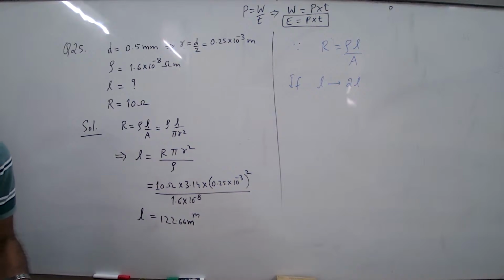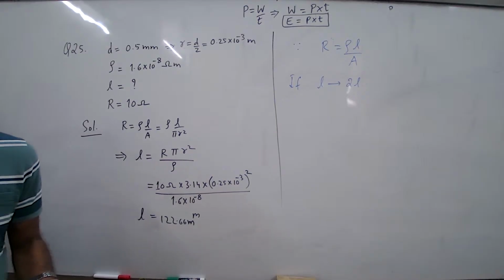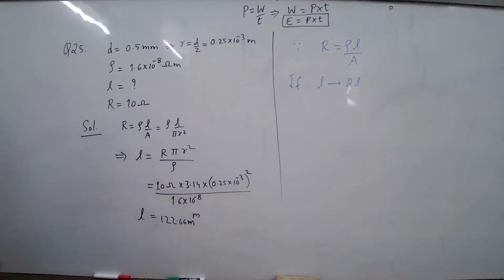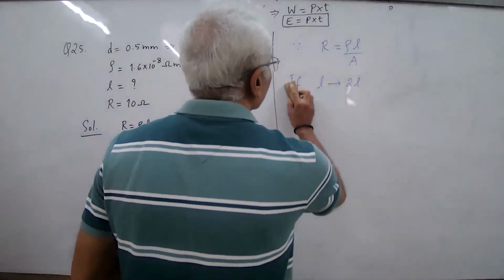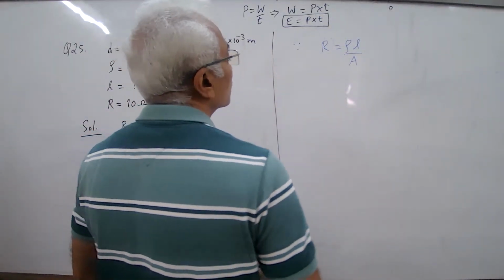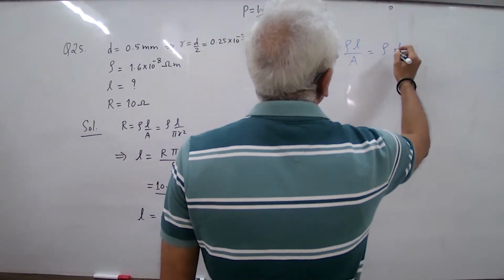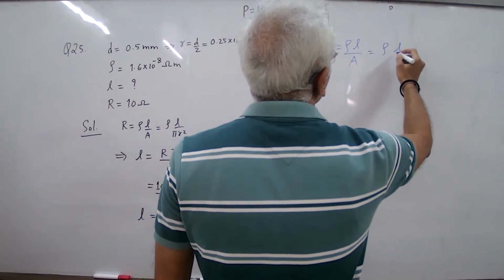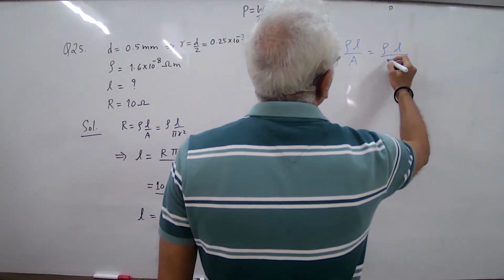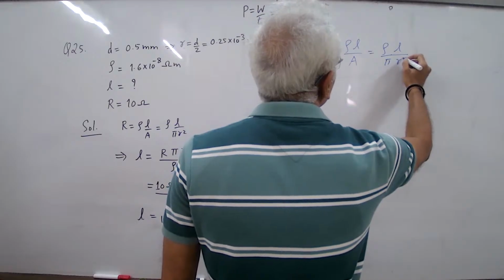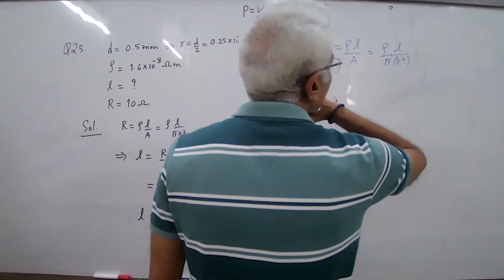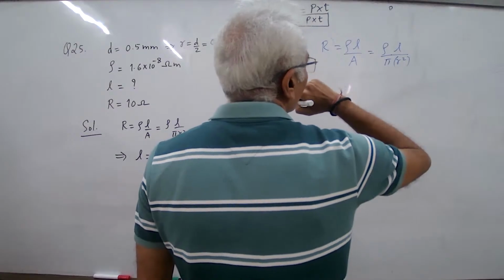Okay, how much does the resistance change if the diameter is doubled? Length is not changed, just the diameter is doubled. So if the diameter is doubled, what happens? The resistance drops. So this is the original resistance, half, or it increases. The area is pi r square, right? So what is r? 3 by 2.